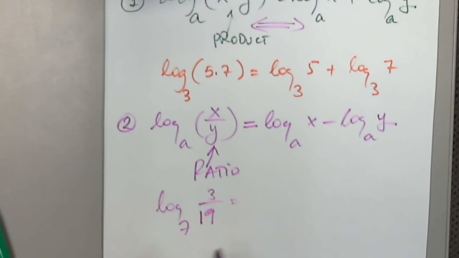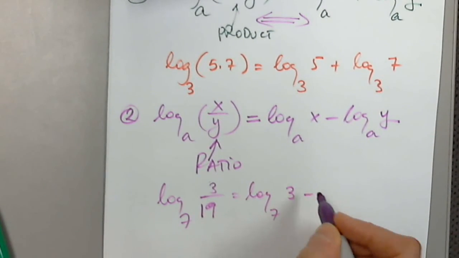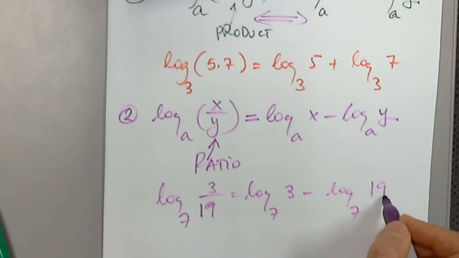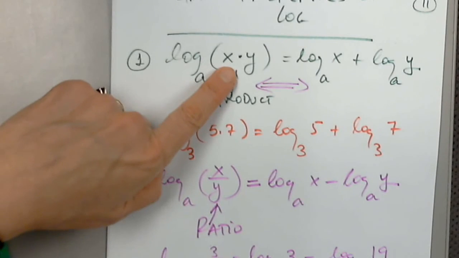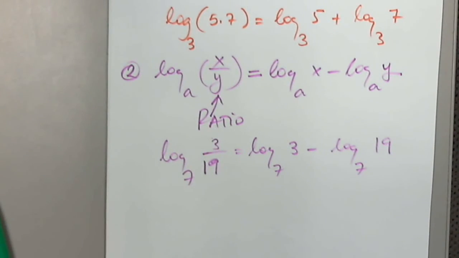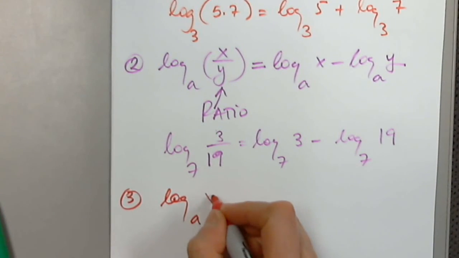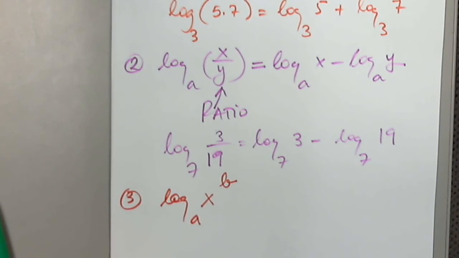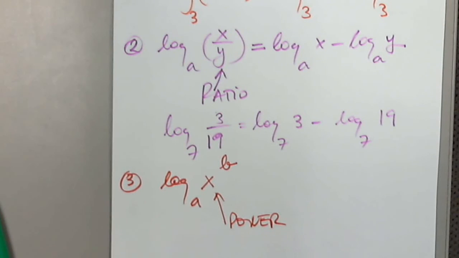I'm going to put 19 because I can simplify 3 over 9. So this is the same with log base 7 of 3 minus log base 7 of 19. There is one more property, which is called the power rule. So there is a property for a product, there is a property for a ratio, and there is one more for the power. So log base a of x raised to a power. So this is for a power or power rule.